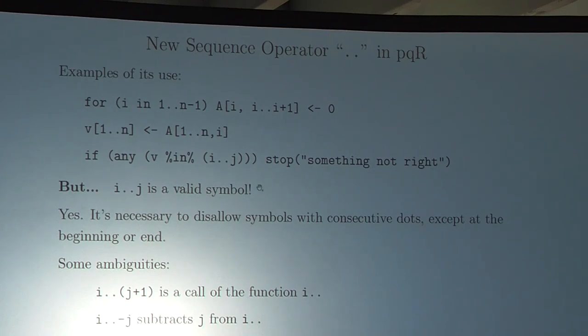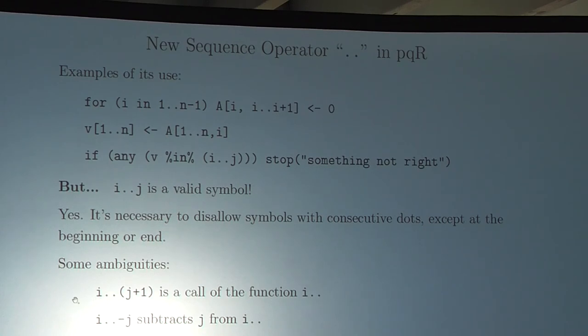Now at this point you of course notice that i..j is actually a valid symbol. How can this work? Well, it can't work unless you disallow symbols with consecutive dots in the middle. I allow consecutive dots at the beginning of a symbol or at the end of a symbol, but consecutive dots in the middle are now disallowed. Without that, you'd have to always put spaces around the dot dot, which would start to get error-prone and verbose and so forth.